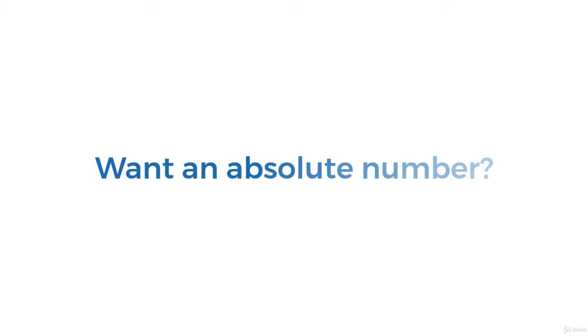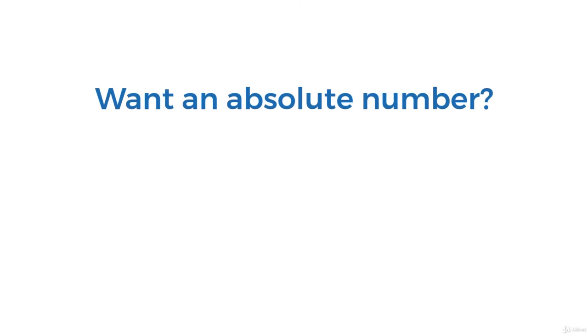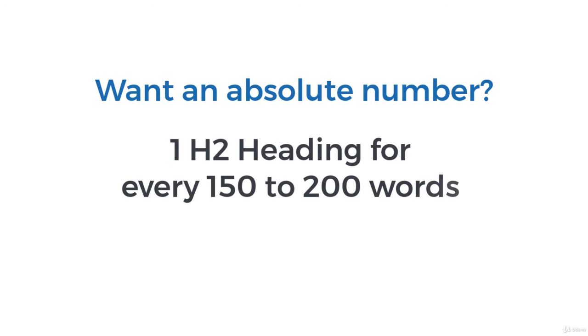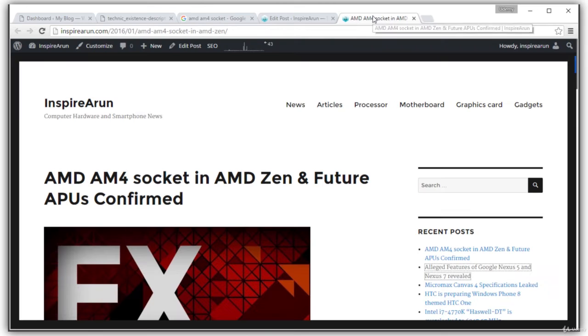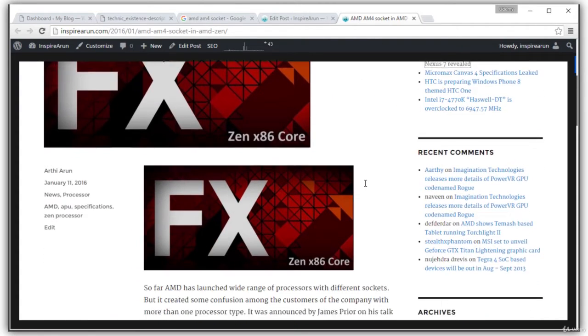If you still want an absolute number to follow, I would suggest to add a H2 heading for every 150 to 200 words. These subheadings should make your content easy to read and navigate for your users, thereby improving the overall user experience too. Coming to meta description, let's see the post here.